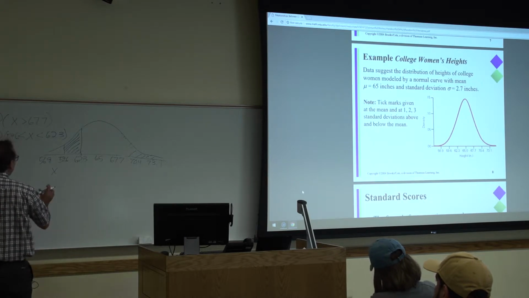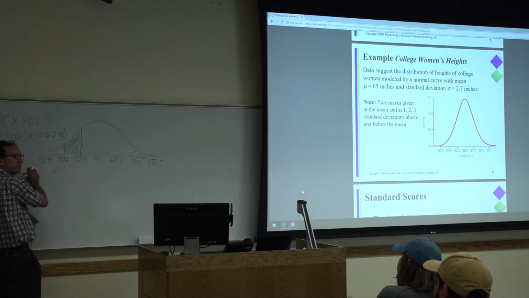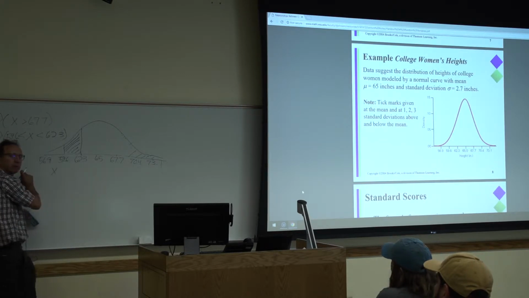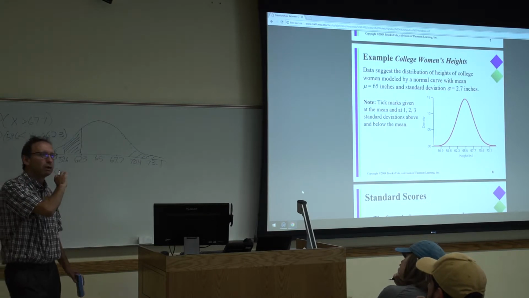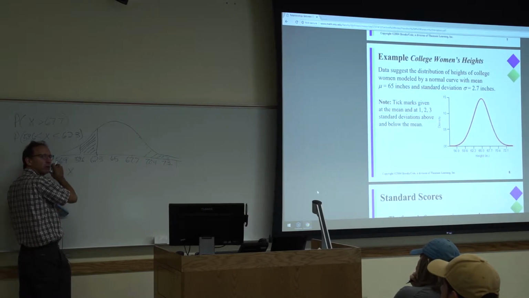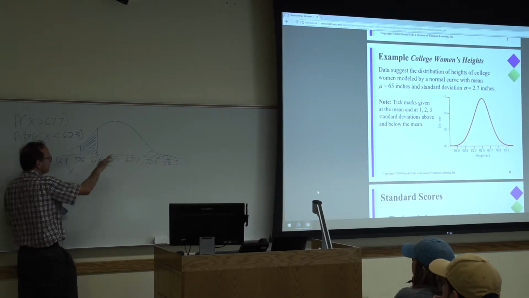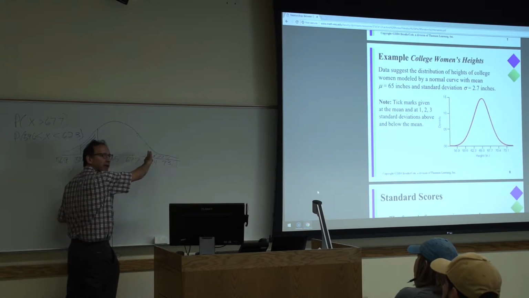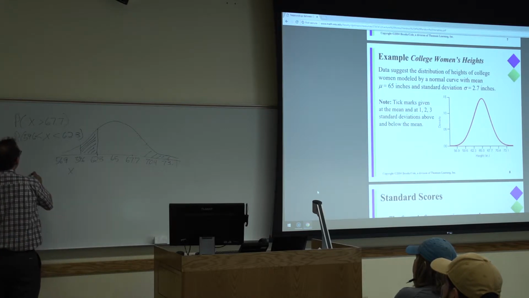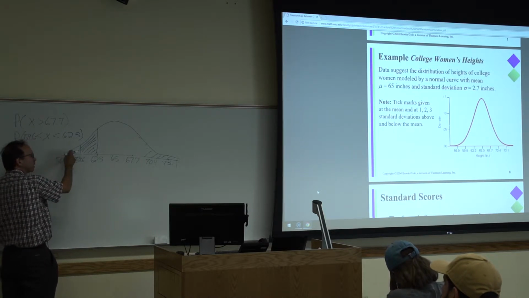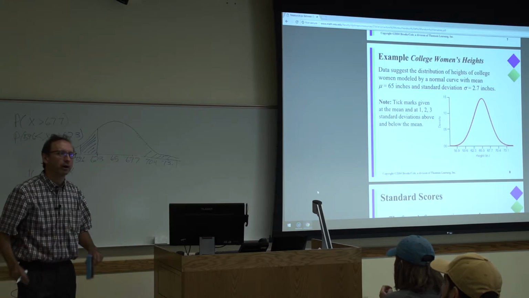So if we can figure out the area to the left of 62.3 and subtract from that the area to the left of 59.6, that'll give us what we need, right? So what's going to be the area to the left of 62.3? That's going to be the same as the area to the right of 67.7, right? Okay, so we have the point, we can take our 0.16 and from that subtract what? The area under the curve to the left of 59.6, so what is that area?